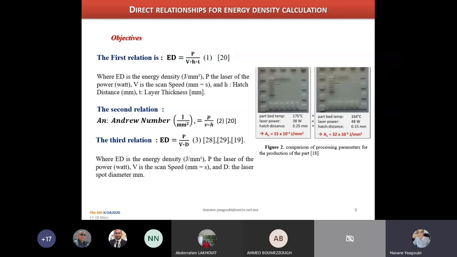And figure 2 shows the comparison of processing parameters for the production of the parts, and we can see that the variation of the parameters can directly affect the quality of the final part.